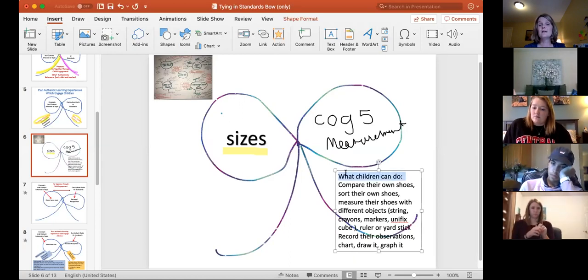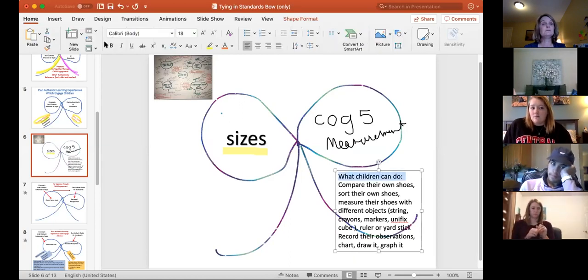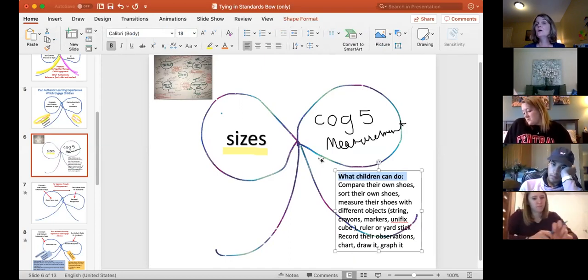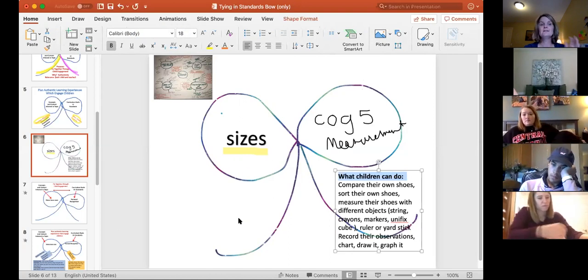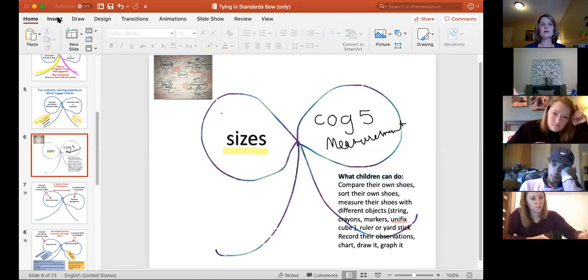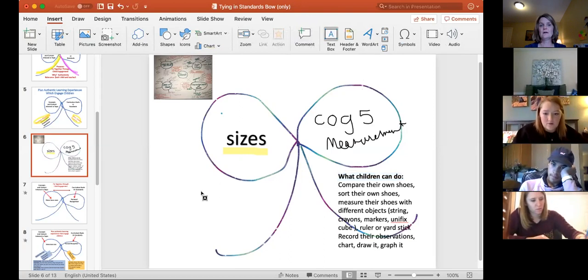That's important, that we are completely brainstorming all of the actual hands-on things children can do to measure, right? They're learning measurement while they're learning about the sizes of the shoes and that there are these different sizes. So then what is the teacher going to do to help build this activity?